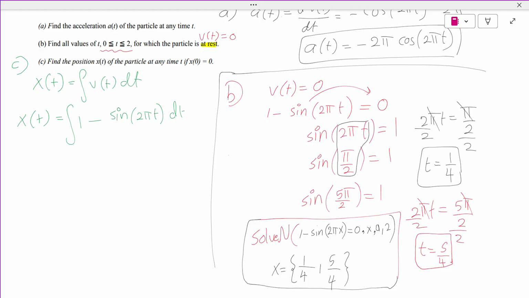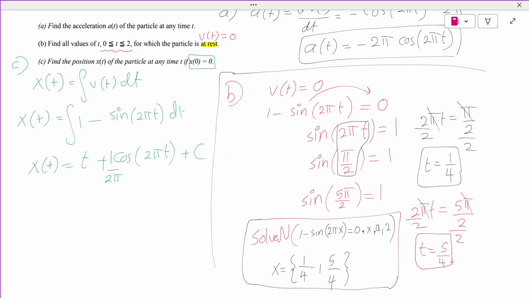So x of t would be the integral of 1, which is t, minus the integral of sine, which is negative cos. So the minus becomes a plus cos of 2 pi t. But again, this is the opposite of the chain rule. Instead of multiplying by the derivative of the inner, you divide by the derivative of the inner, which is 2 pi. So I'm dividing by 2 pi, okay? Plus c.